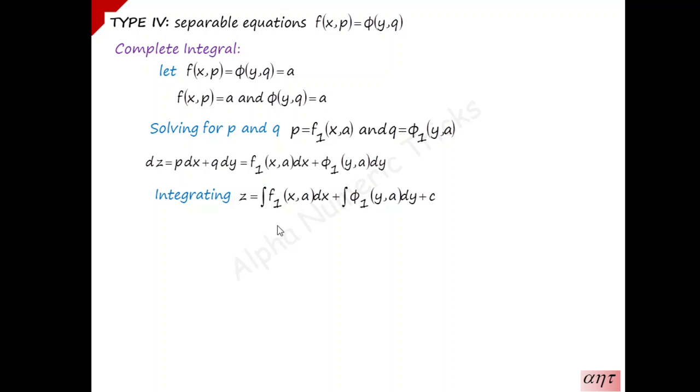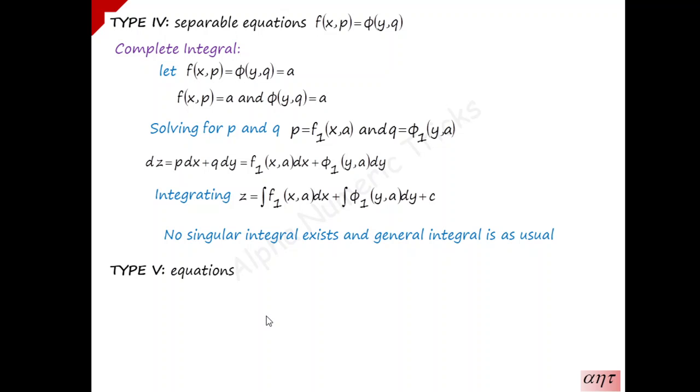This term, f1 of x comma a, can be written after integrating as phi 2 of x comma a, plus a constant, and that is your complete integral. And here also no singular integral exists, because the constant occurs separately. So when differentiating this with respect to the constant, you get the absurd result 0 is equal to 1. That's why there is no singular integral. And the general integral is like your previous cases, we have to apply the same technique here also.